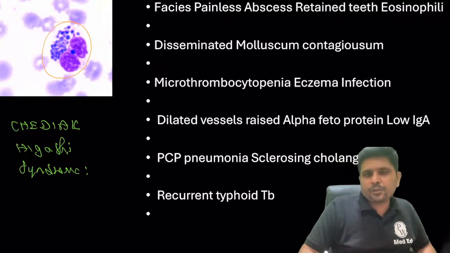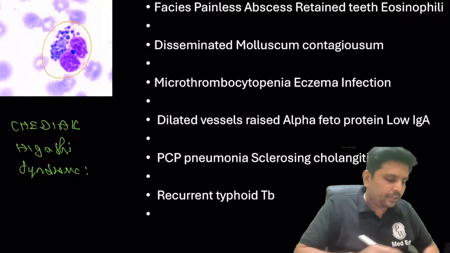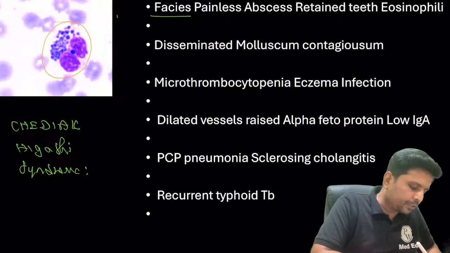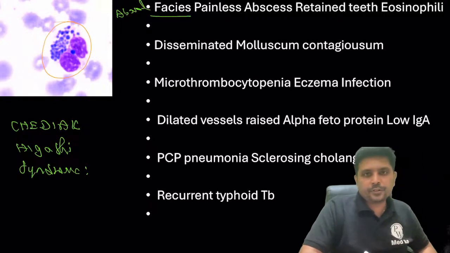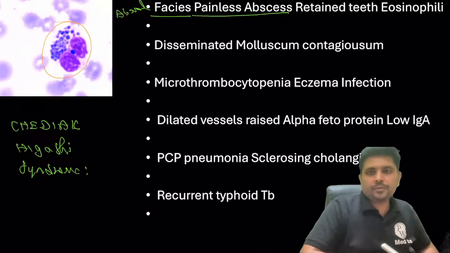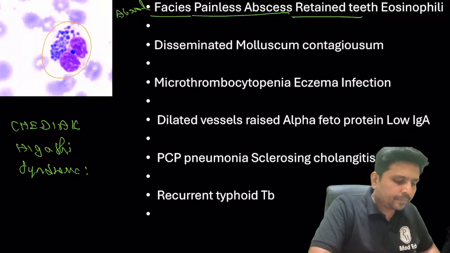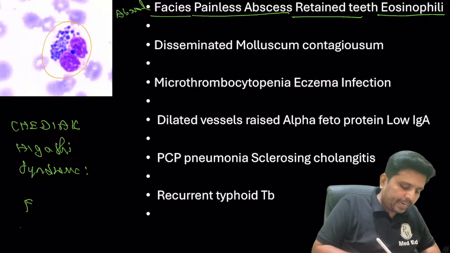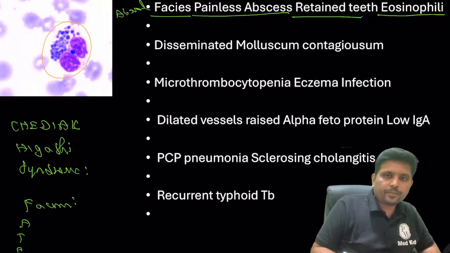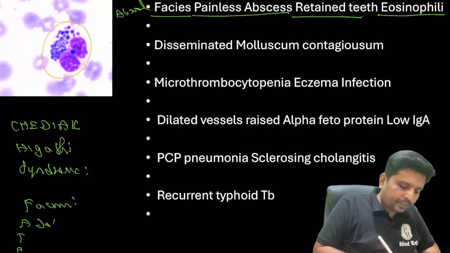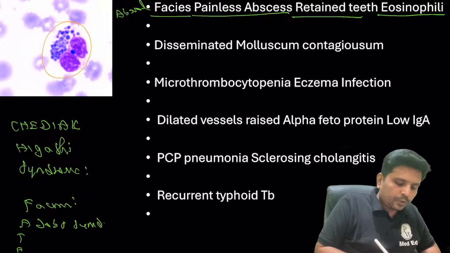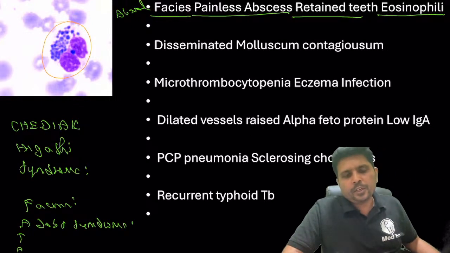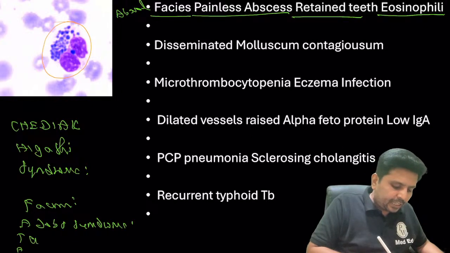Now, the next question. What is this? Abnormal faces. Painless abscess. Retained teeth. Eosinophilia. What I used to teach my children: FATED. Abnormal faces, and the second one, painless abscess, is Job syndrome. Painless abscess, Job syndrome, retained teeth.